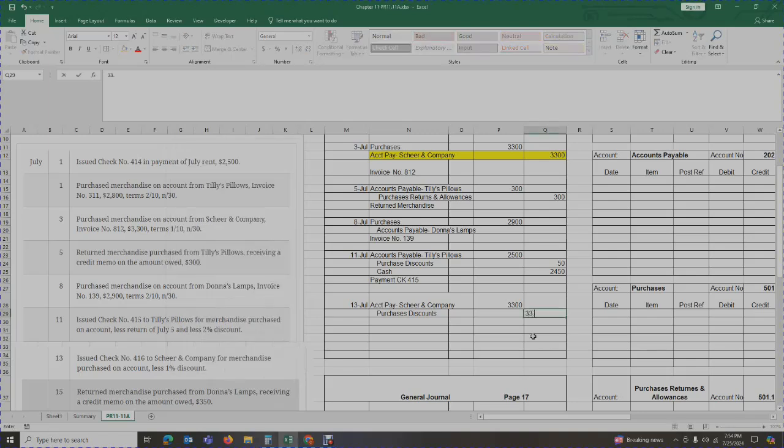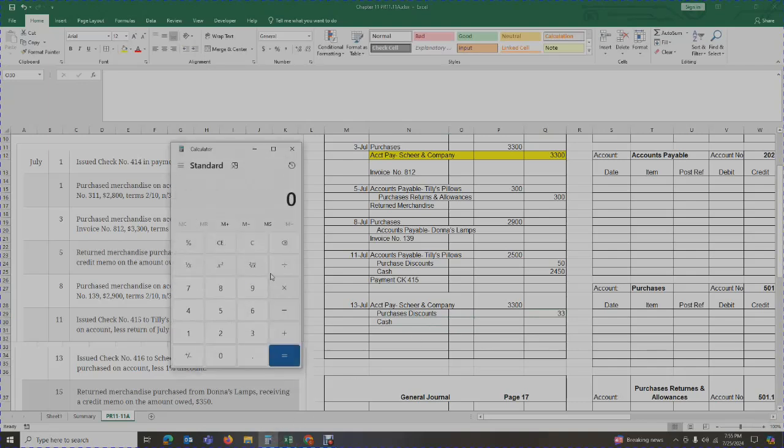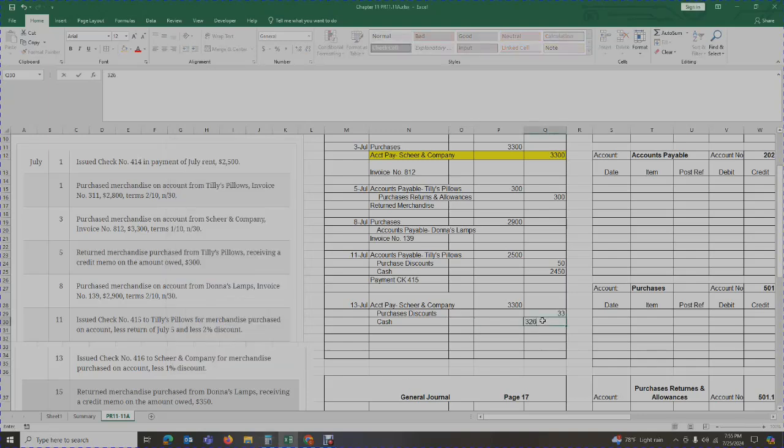So now how much cash am I going to pay? The cash that I'm going to pay: I owe $3,300. I got a discount of $33. That means I owe in cash $3,267. And this is payment for check number 416.